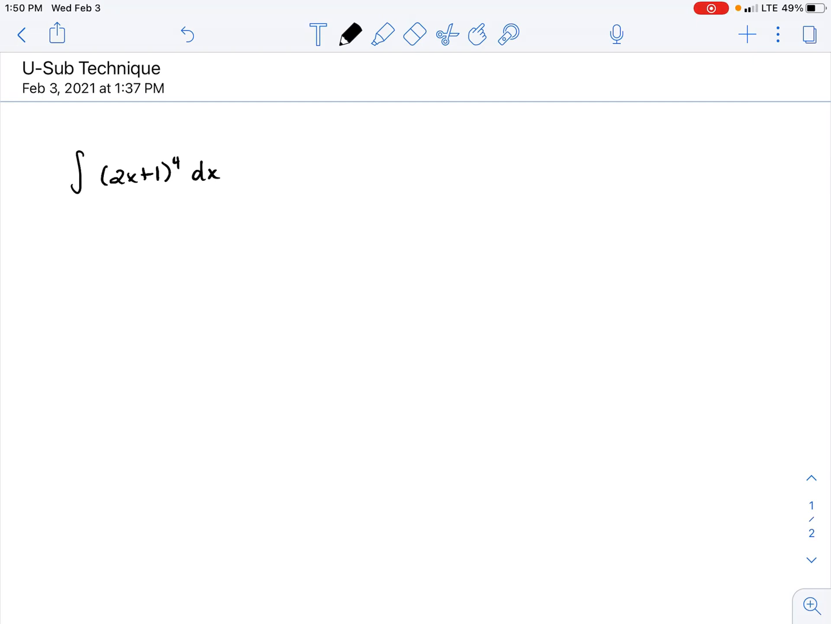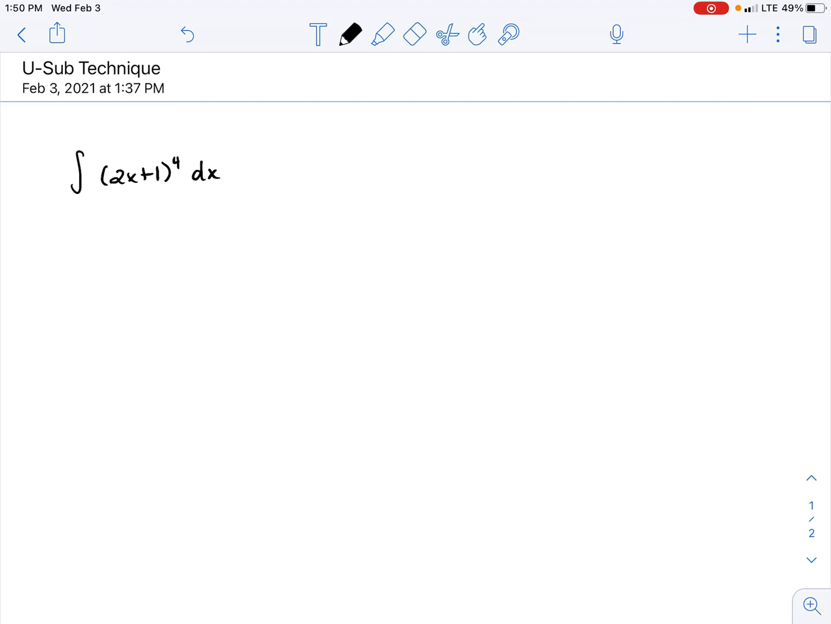If I was asking you to take the derivative of this function, we would be using the chain rule, right? So U substitution is basically undoing the chain rule. It's just what you do for finding the integral of a composition of functions.